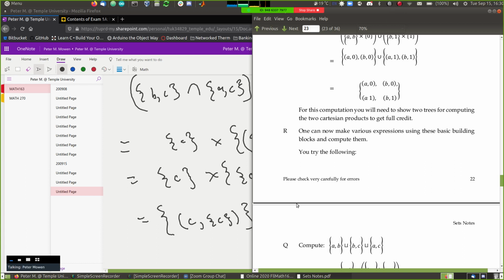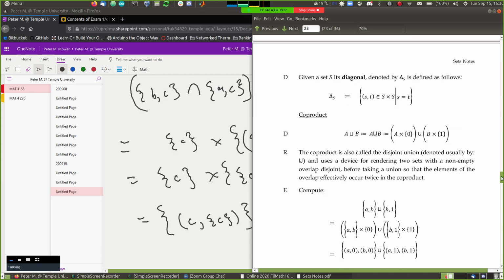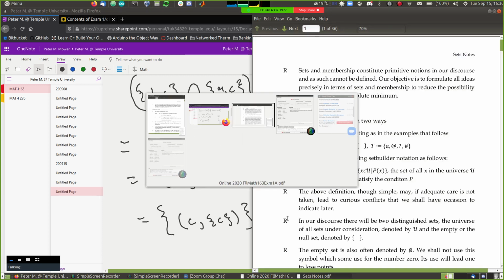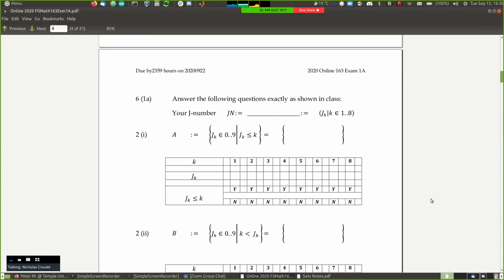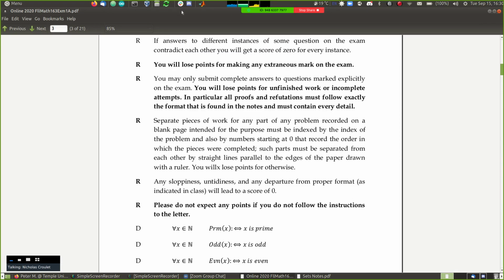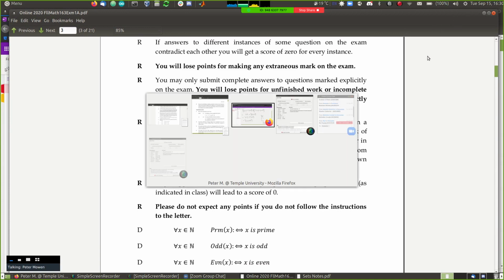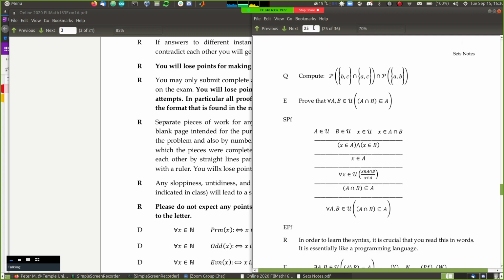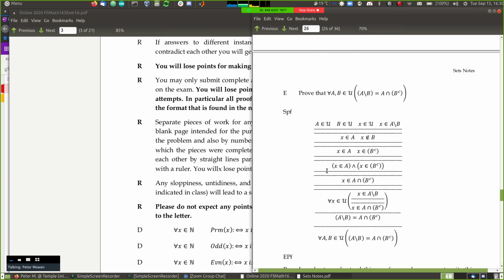So what else do you guys want to see? I can find them. 25. So like these proofs. Yeah, this one.